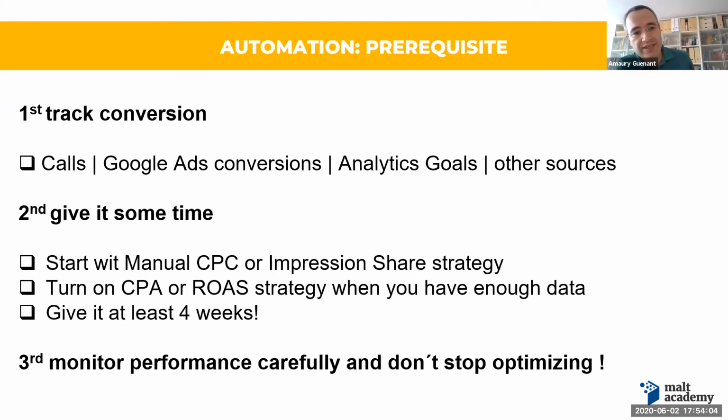Another important thing is that you have to give it some time. At the beginning, as I said, you can start with manual bidding or impression share. But then once you get enough data, then you can move to automatic. But maybe at first it's better to start with manual, enhance CPC, of course. Yeah, so when you have enough data, you can move on to CPO or return on ad spend.